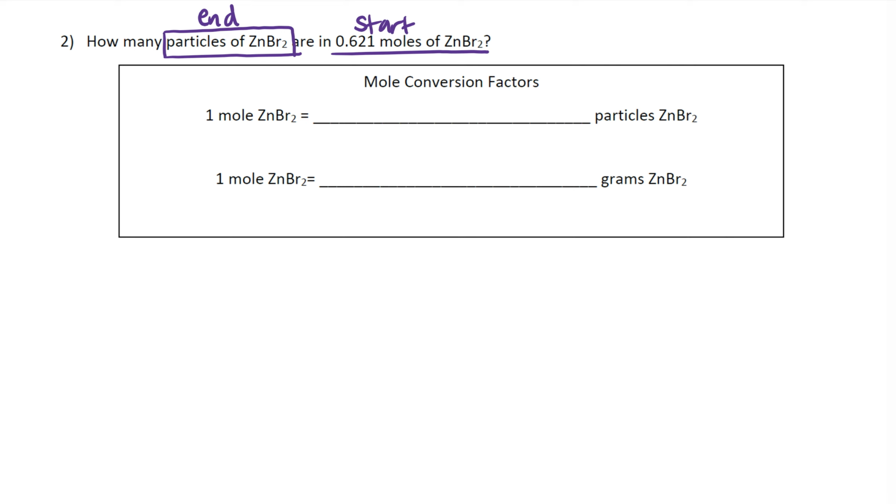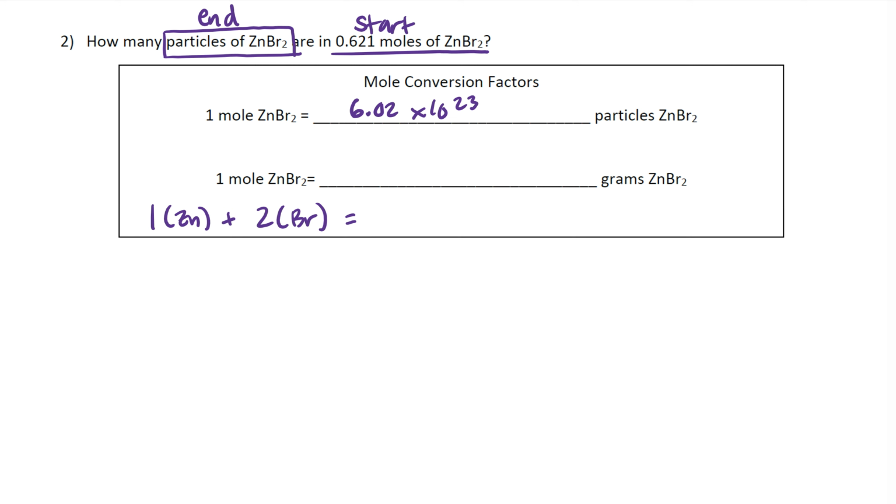1 mole of zinc bromide is equal to 6.02 times 10 to the 23rd particles of zinc bromide. Again, that number never changes. That number always is associated with particles, and it's always equal to 1 mole, no matter what chemical formula you're given in the problem. Now for 1 mole of zinc bromide, that's going to be equal to the mass of 1 zinc atom plus the mass of 2 bromine atoms, because I'm looking at the chemical formula. There's 1 zinc and 2 bromines.